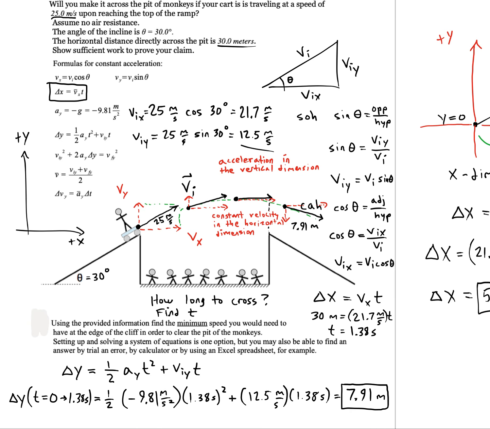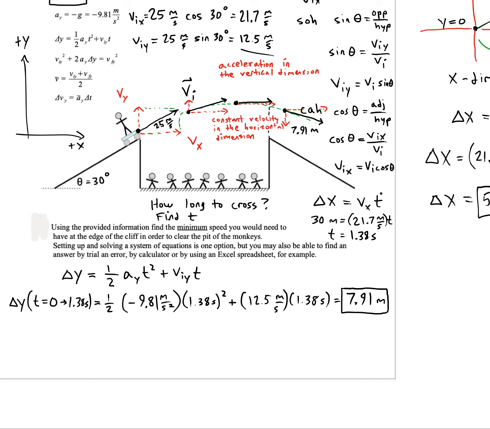Alright, one of the other questions it's going to ask is, what is the minimum speed that you would need in order to clear the pit? That is a tricky one. So we could do it by algebra or by using an Excel spreadsheet.